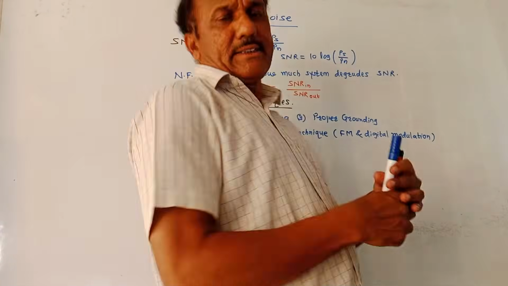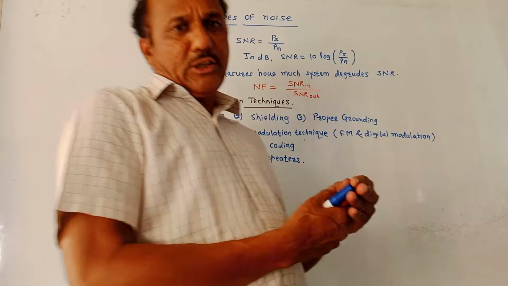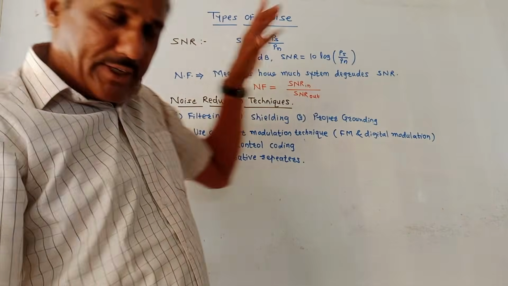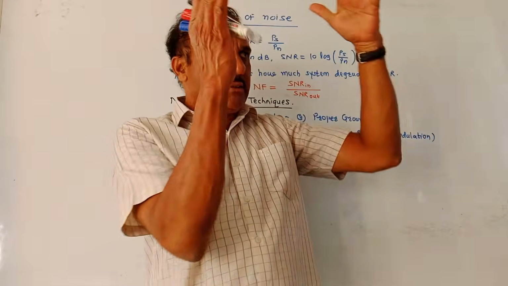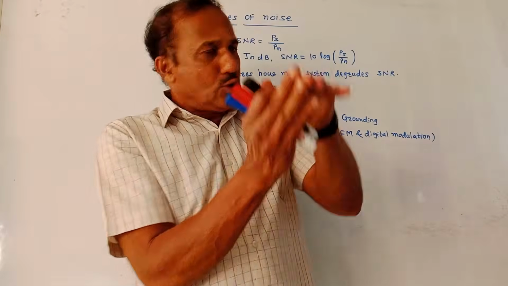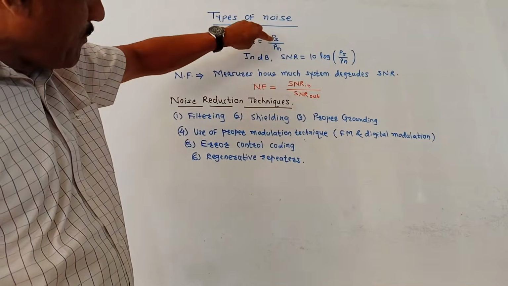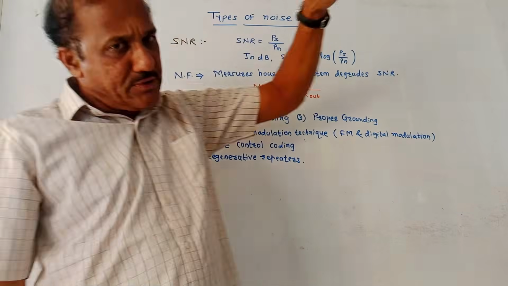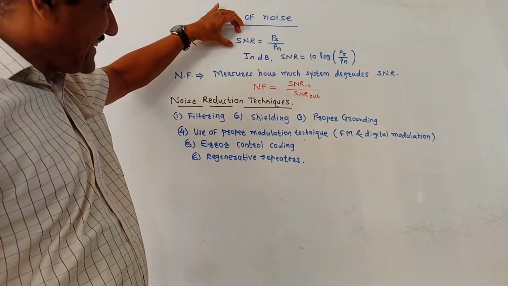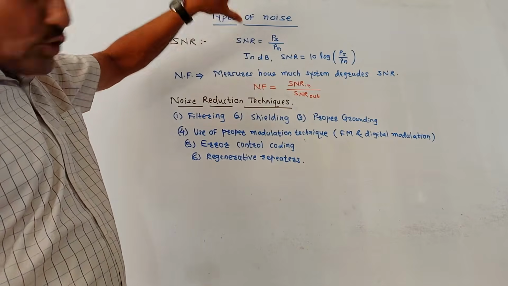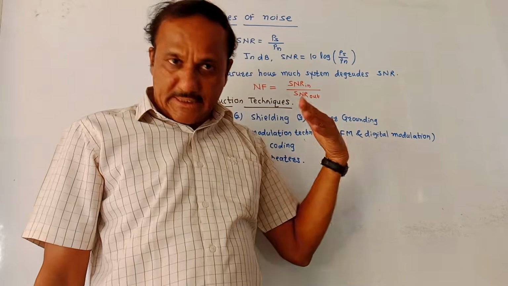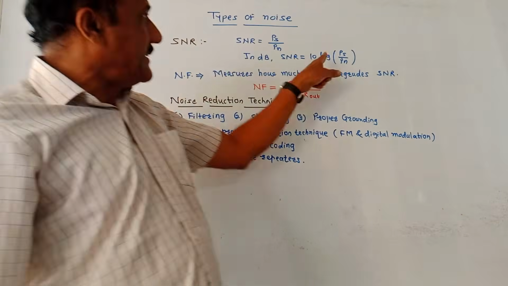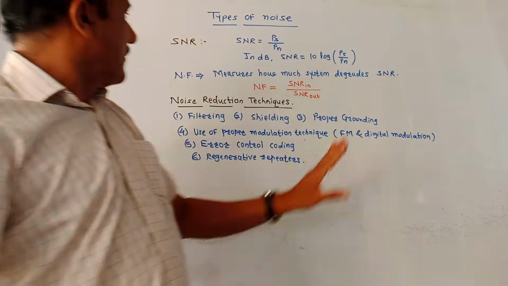Now let us discuss some parameters related to this noise. First is SNR, that is signal to noise ratio. Very simple, as the name indicates, it is the ratio of signal to the noise. So it is PS upon PN. PS is signal power, PN is noise power. So the ratio of signal to the noise power is SNR, signal to noise ratio. Usually it is expressed in dB, that is decibels. It is expressed like this: SNR in dB is 10 log PS upon PN.